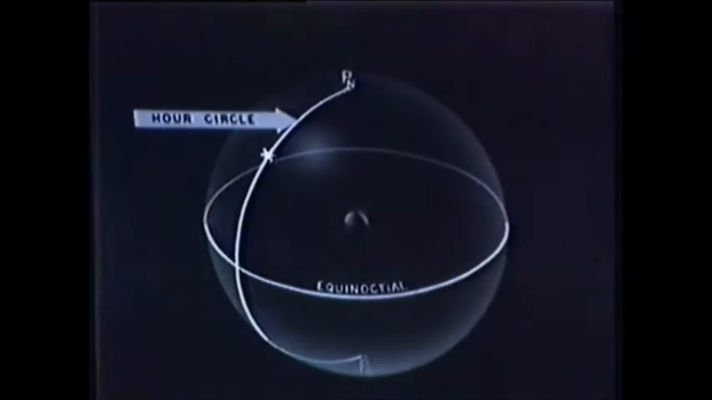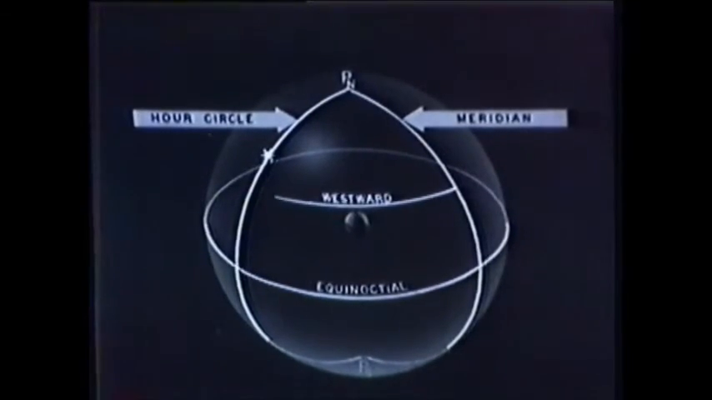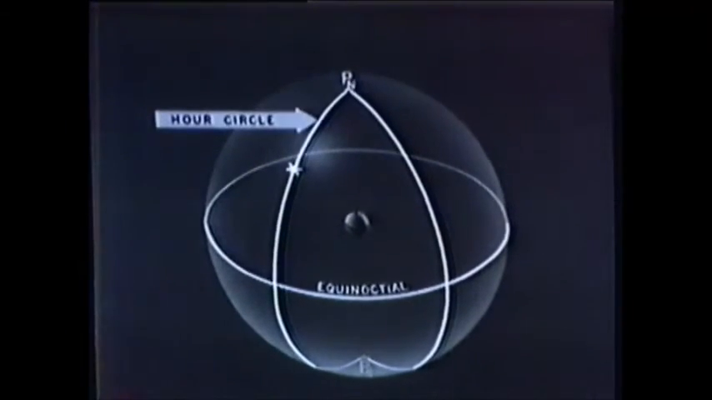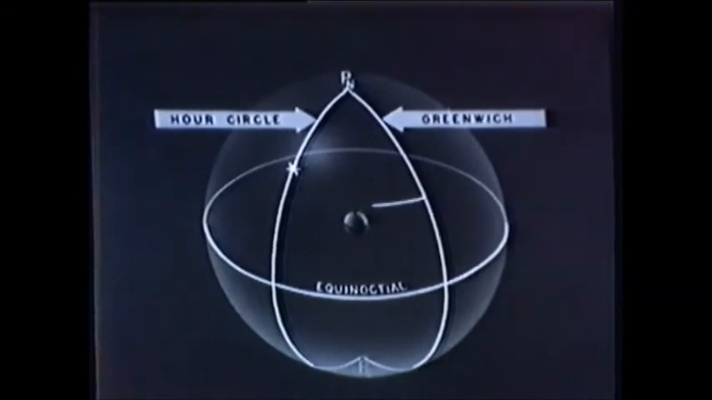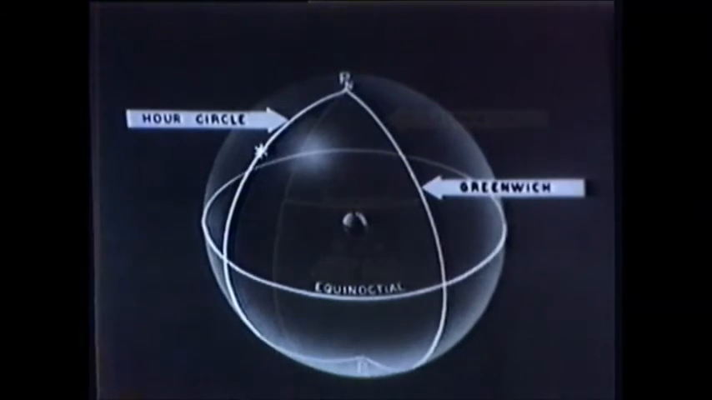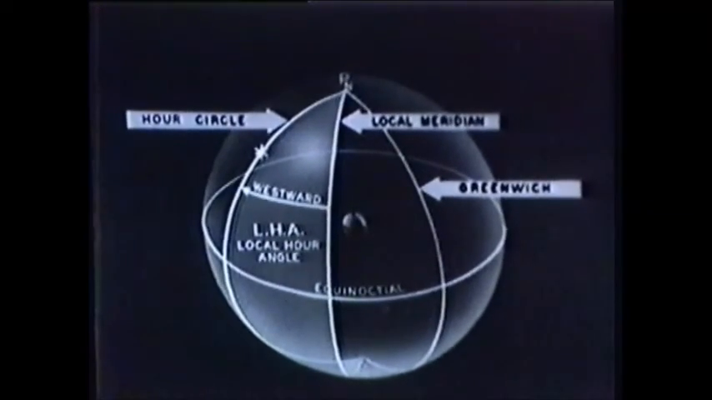Hour circles are important, as hour angle is measured from a meridian westward to the hour circle through a body. Hour angles are designated in one of two ways, depending on the meridian from which they are measured. When they are measured from the Greenwich meridian, they are called Greenwich hour angles, or GHA. When the observer is on any other than the Greenwich meridian, the hour angle is called local hour angle, or LHA, because the observer's meridian is always called his local meridian.